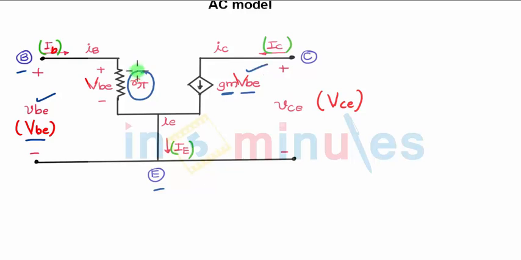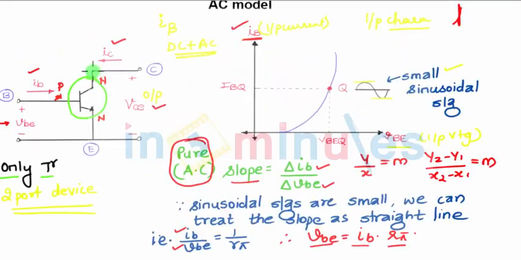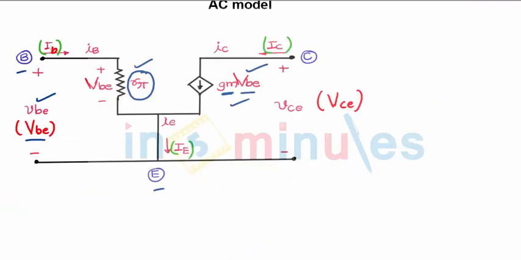Did you get how R pi we have derived and how we have got Gm into Vbe, and this is incorporated in the model? This is how you draw the AC equivalent circuit of the transistor. What we have done is the basic transistor circuit, this transistor part we have replaced with this model. We have replaced the transistor with this model. How you have got R pi and Gm Vbe, that you know, and this is the method of finding the AC equivalent or hybrid pi model. Why is it called hybrid pi? You have the resistance R pi, so it is called the hybrid pi model of the transistor.